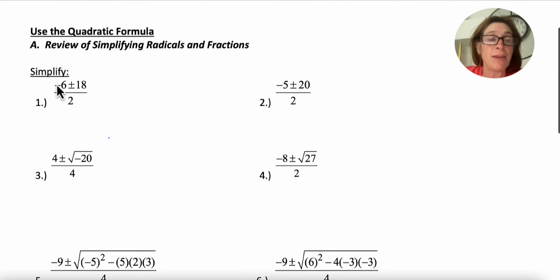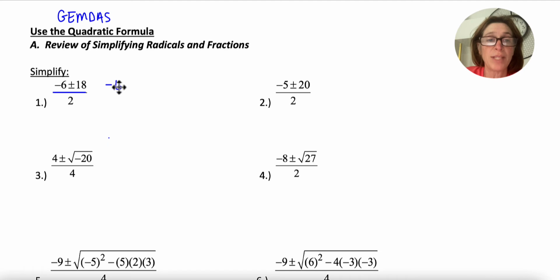So if you look at -6 plus or minus 18 divided by 2, I want to remind you that that fraction bar is a grouping symbol. And so if we're following GEMDAS, or proper order of operations, we have to do everything within the grouping symbols first. So that would mean the -6 and the 18, you really want to simplify them first.